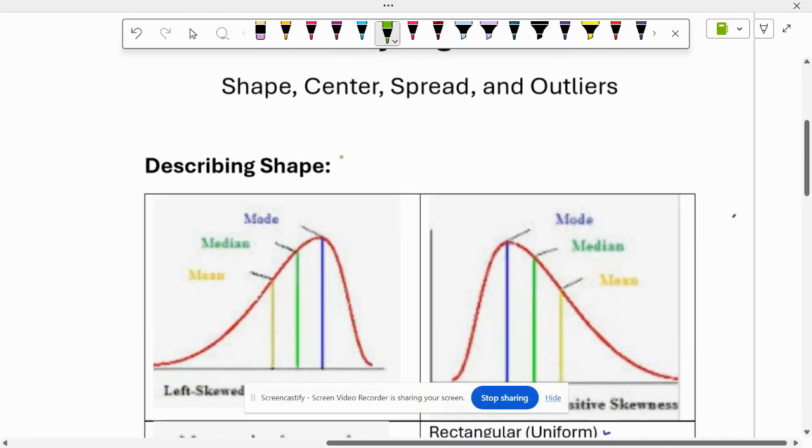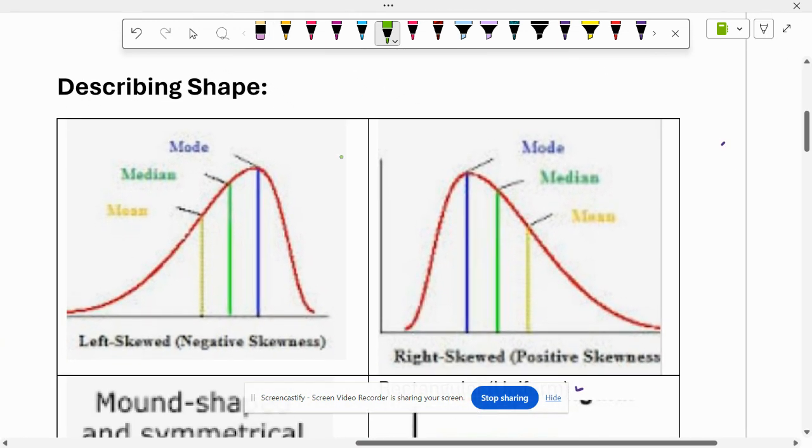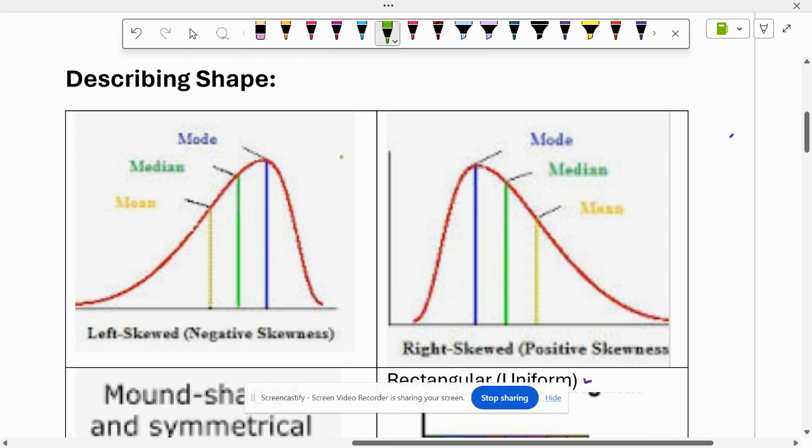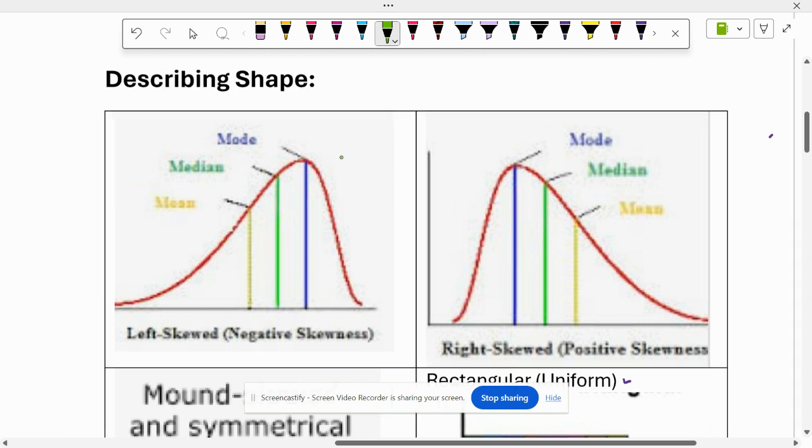Okay. So when we talk about describing the shape, these are a couple of words that were in your vocabulary scavenger, crossword puzzle, or whatever. So when we describe the shape, we can say that something is left skewed.